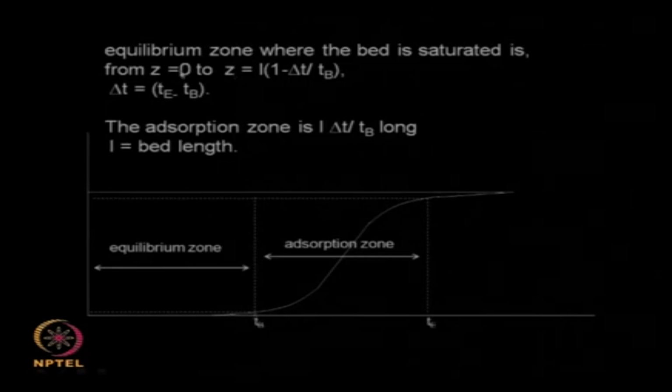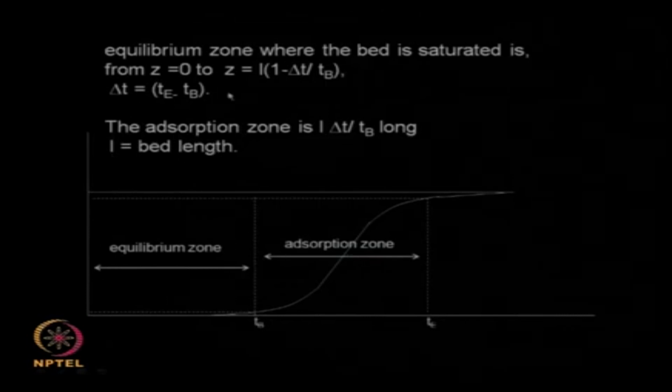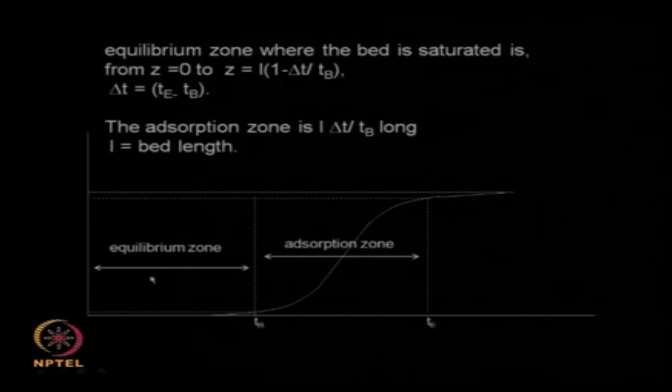mainly from z equal to 0 going right up to z equal to L into 1 minus delta T by Tb is your equilibrium zone, where delta T is Te by Tb, and the adsorption zone is given by L into delta T by Tb, where L is your bed length. So these two zones are given by these two relationships. The equilibrium zone is L into 1 minus delta T by Tb, and the adsorption zone is L into delta T by Tb.